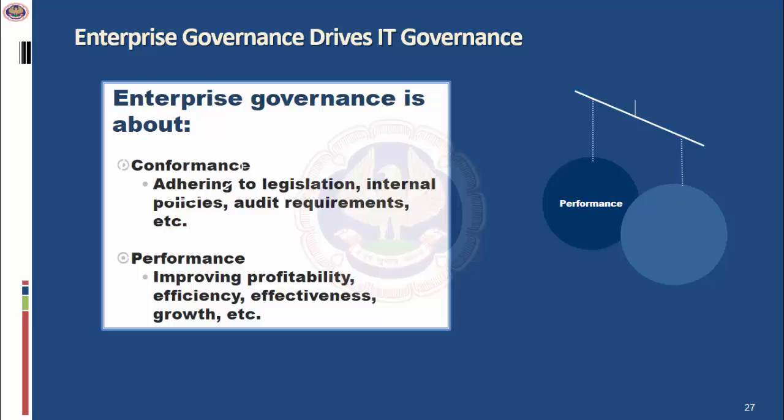When enterprises started, they did not start to ensure conformance. They fundamentally started to ensure performance. For example, an entrepreneur starts an enterprise. His objective is not to ensure conformance. His objective is to ensure performance. They want to achieve certain business goals or enterprise goals. That's the objective of starting the enterprise.